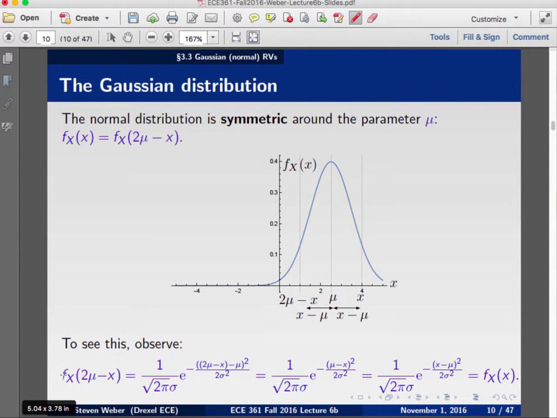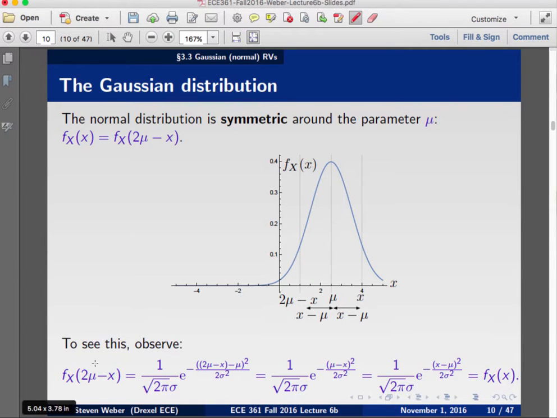So let's evaluate the density of the normal random variable x at the point 2 mu minus x. So what I do is, this is my argument, and I substitute it in as the value for x. Now, up in this exponent, I have the quantity (2 mu minus x minus mu) squared. And so 2 mu minus x minus mu is the same as mu minus x, squared. And, of course, that's the same as (x minus mu) squared. But now what I have, of course, is recovered the original PDF at x.